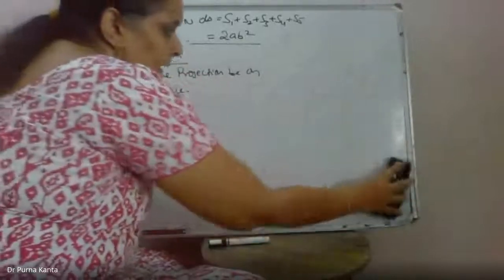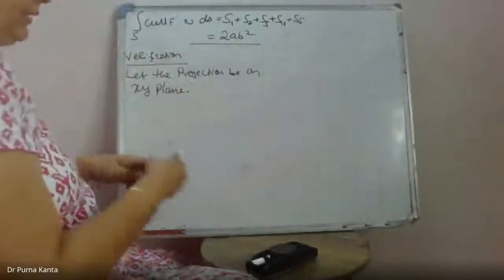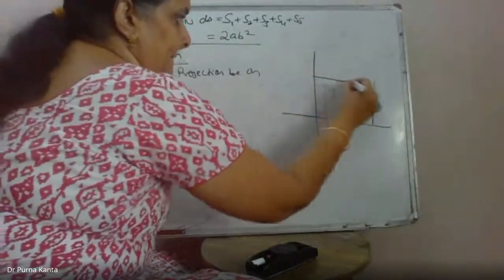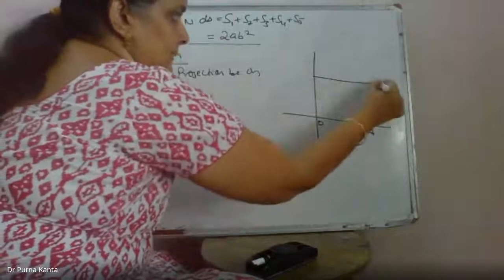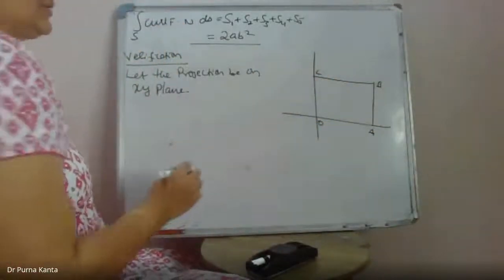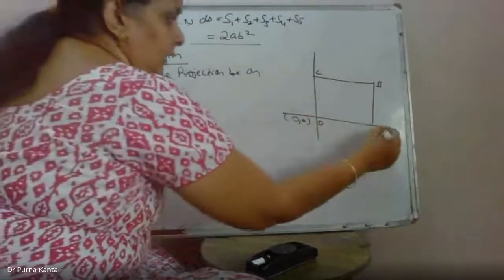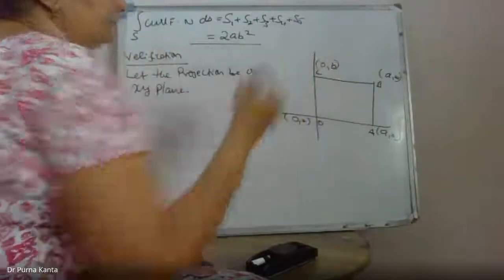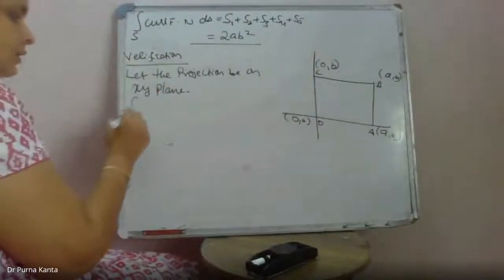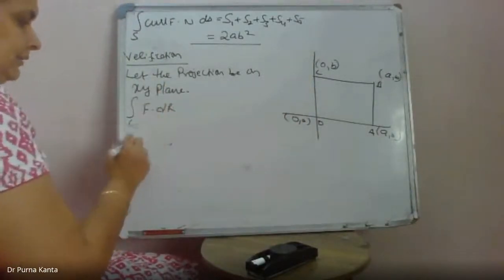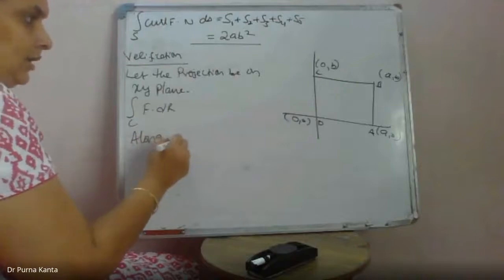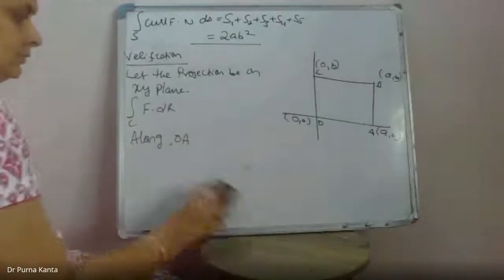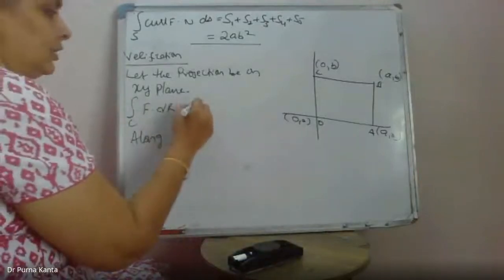So here we are drawing it in 2 dimensions. OABC. This is actually the side we have. So this is (0,0), (a,0), (a,b), (0,b). So we have to calculate the integral over C of f dot dr. For this we'll calculate along all the lines, along OA. Along OA, what are the conditions we have? First we'll take the f dot dr value also.